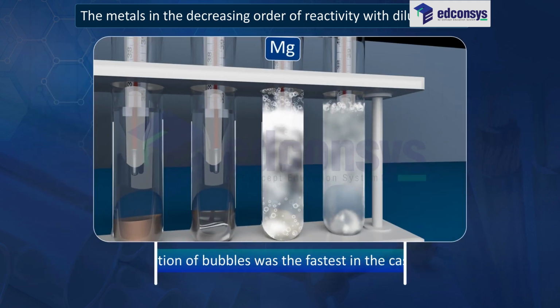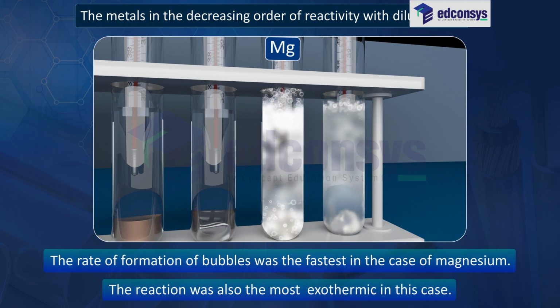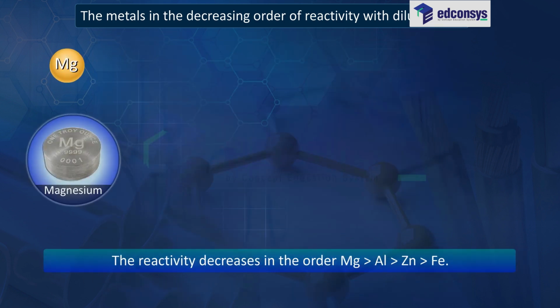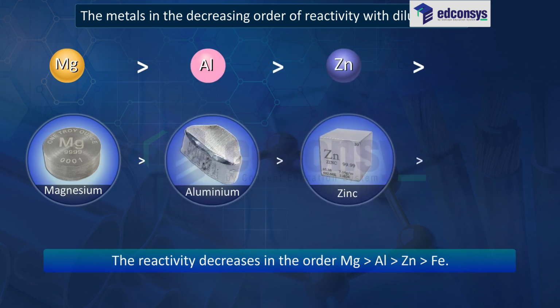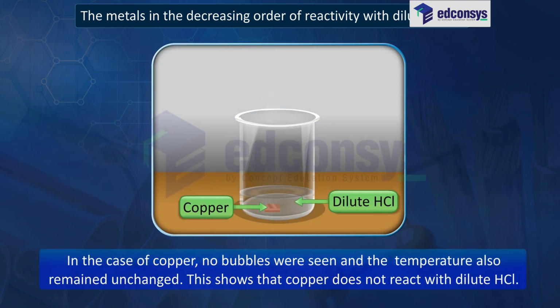You must have observed that the rate of formation of bubbles was the fastest in the case of magnesium. The reaction was also the most exothermic in this case. The reactivity decreases in the order Mg > Al > Zn > Fe. In the case of copper, no bubbles were seen and the temperature also remained unchanged. This shows that copper does not react with dilute HCl.